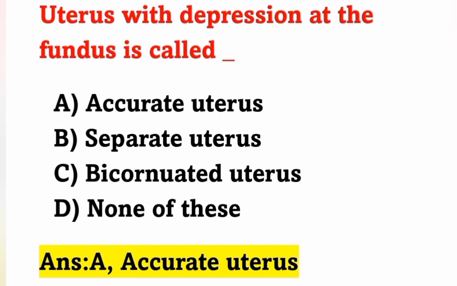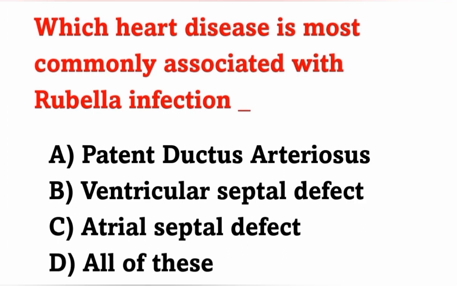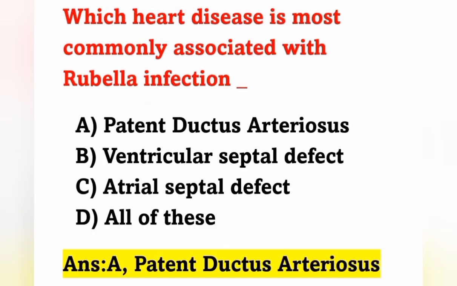And the next question, which heart disease is most commonly associated with rubella infection? Option A, patent ductus arteriosus, option B, ventricular septal defect, option C, atrial septal defect, and option D, all of this. Correct answer is option A, patent ductus arteriosus. Heart disease most commonly associated with rubella infection is patent ductus arteriosus. Option A is the correct answer.